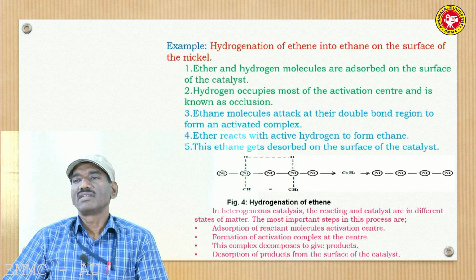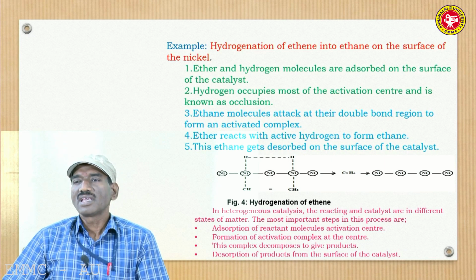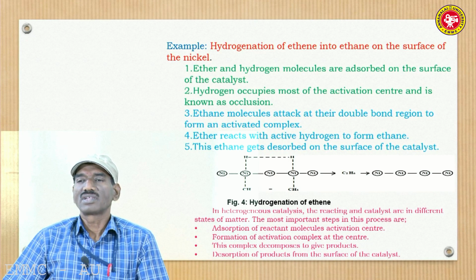Hydrogenation of ethene into ethane on the surface of nickel. So, ethene and hydrogen molecules are adsorbed on the surface of the catalyst. Hydrogen occupies most of the activation centers. Ethene molecules attack at the double bond region to form an activated complex. Ethene reacts with the active hydrogen to form ethane. This ethane gets desorbed from the surface of the catalyst.